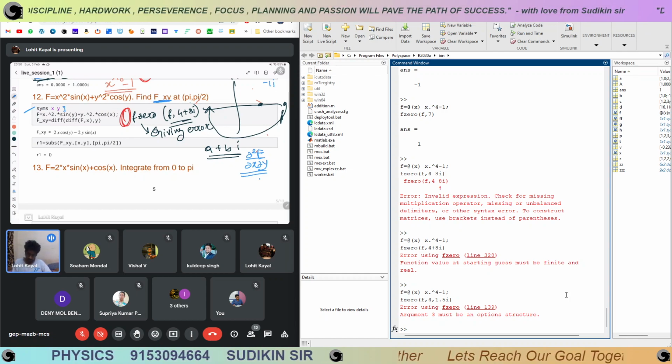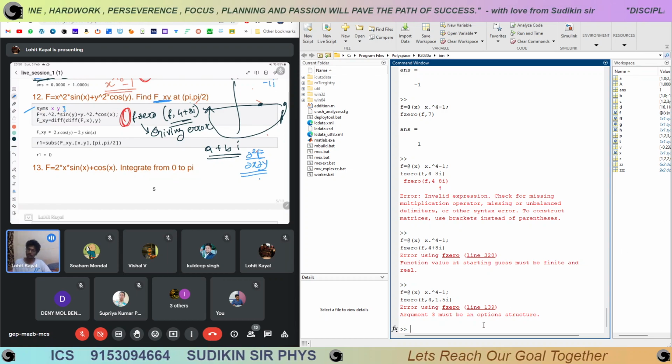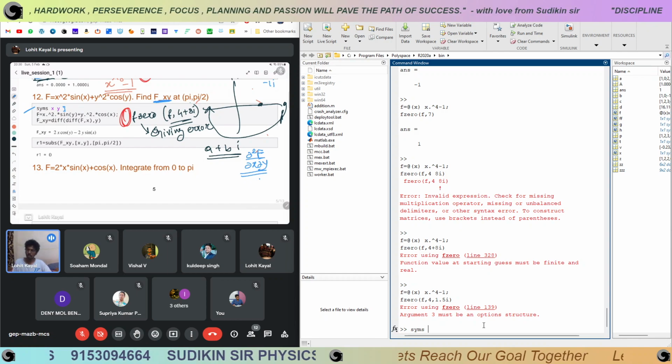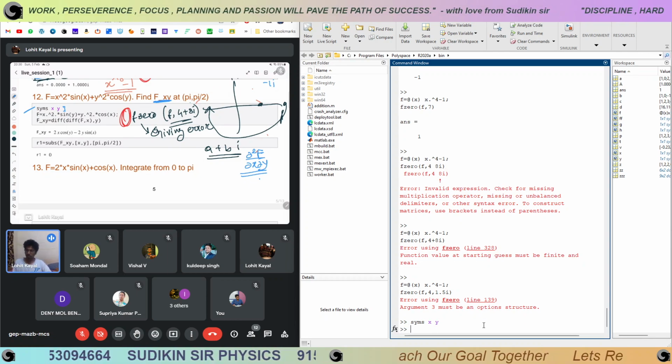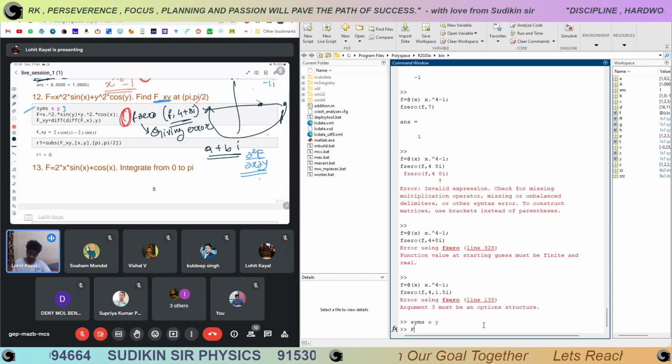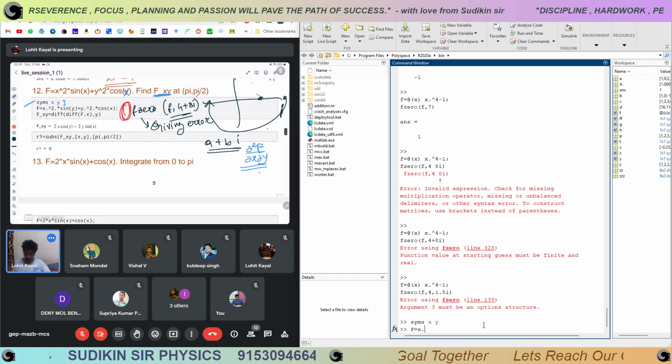So I am writing the function f equal to x dot square dot star sine y dot star, and I have told that it's a good practice to put dot, plus y dot square dot star cos x. Oh, I have written it wrong anyway. So it is a cos x.